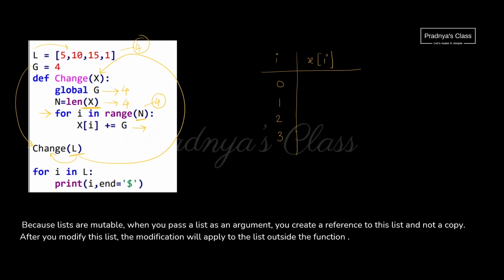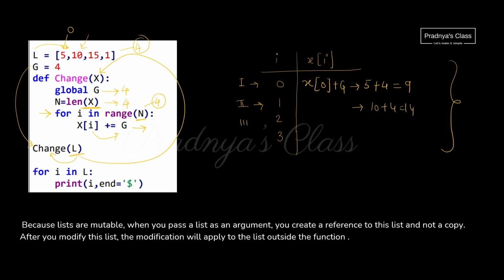Now let's evaluate this expression. X of I is equal to X of I plus G. So in the first pass, the value of I is 0. So X of 0 plus G. Look at the element at the 0th index. It is 5. So 5 and G is 4. It will become 9. In the same way, we will be calculating for the other values of I. In the second pass, the value of I will be 1. At the index 1, we have element 10. So 10 plus 4 will be 14.